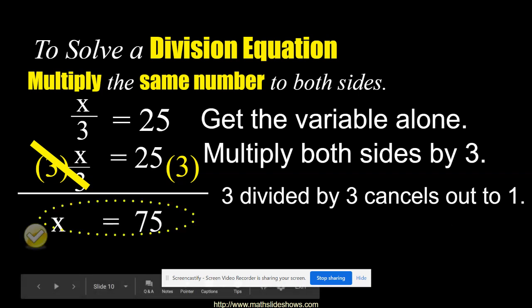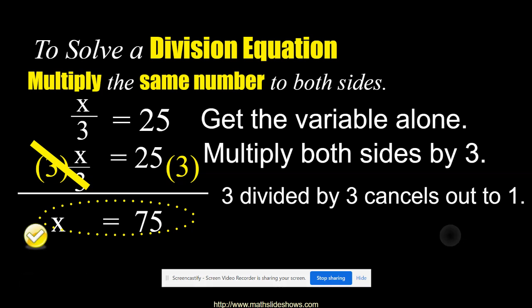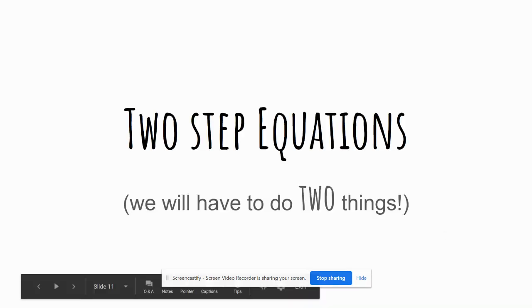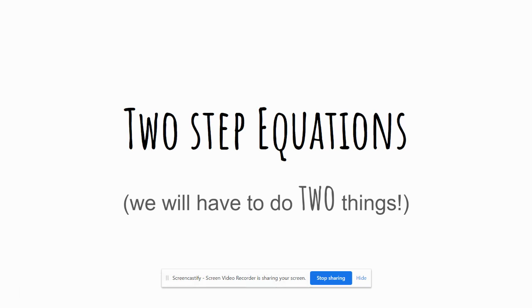Those are one-step equations, right? Because we only had to do one thing. With a one-step equation, we just do one thing. We subtract something from both sides, we add something to both sides, we multiply to both sides, or we divide to both sides. Just one thing, and then we're pretty much done. We're going to move on to a two-step equation, and that means we're going to have to do two things.